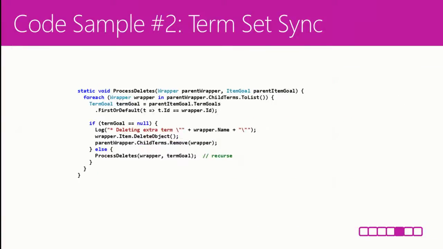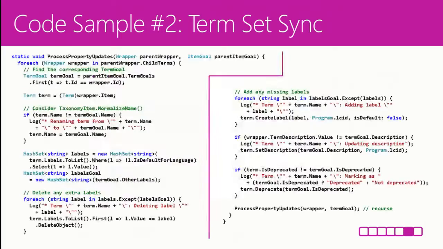OK, deletes. So deletes are really simple. All you do is go through the terms, and here we are iterating through the wrappers again. So in this case, we're going through the tree of stuff that represents what's in SharePoint right now, and then we're checking to see if it exists in the XML, and if it doesn't, then we delete it and recurse.